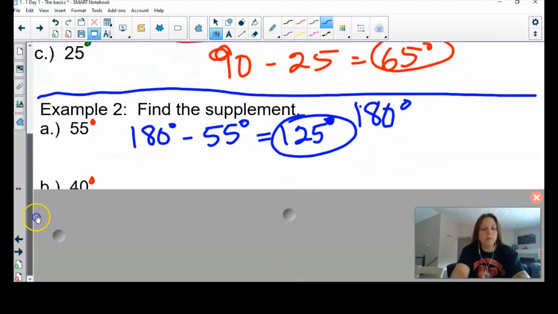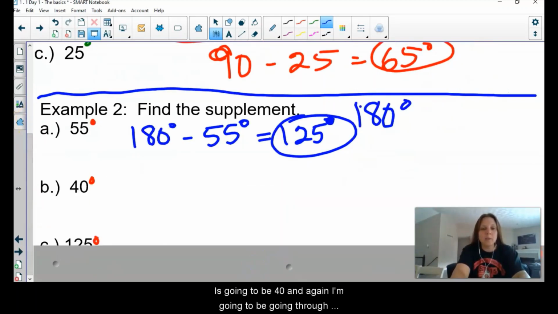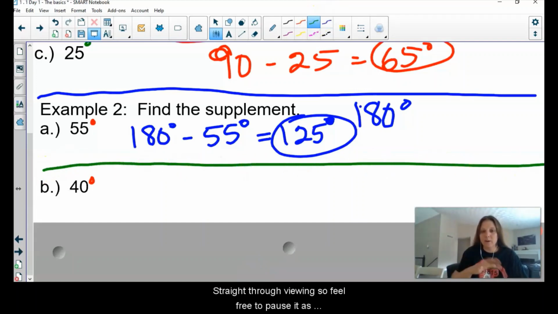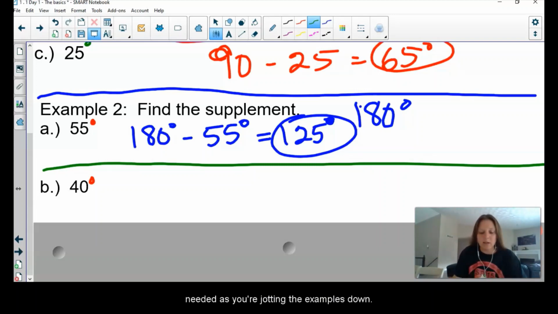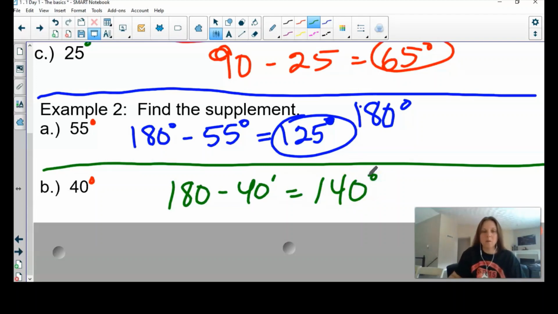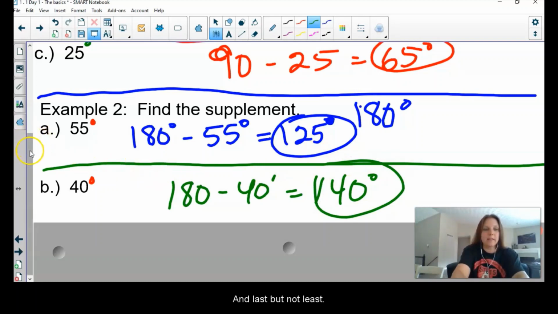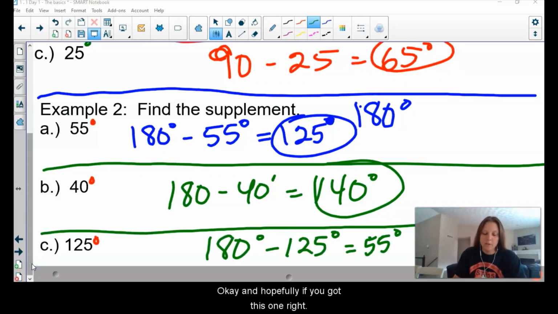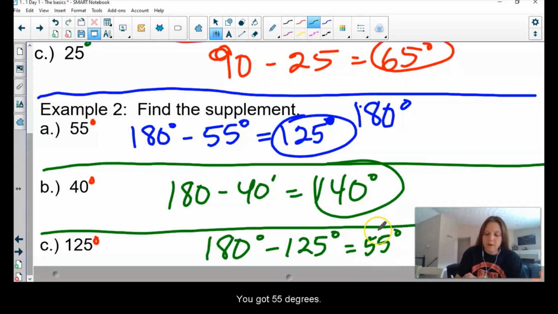Okay, the next one is going to be 40. And again, I'm going to be going through these rather quickly if you're watching this video all in one straight through viewing. So feel free to pause it as needed as you're jotting the examples down. Okay, hopefully you got 140. And last but not least, try this last one here, 125. Okay, and hopefully if you got this one right, you got 55 degrees.